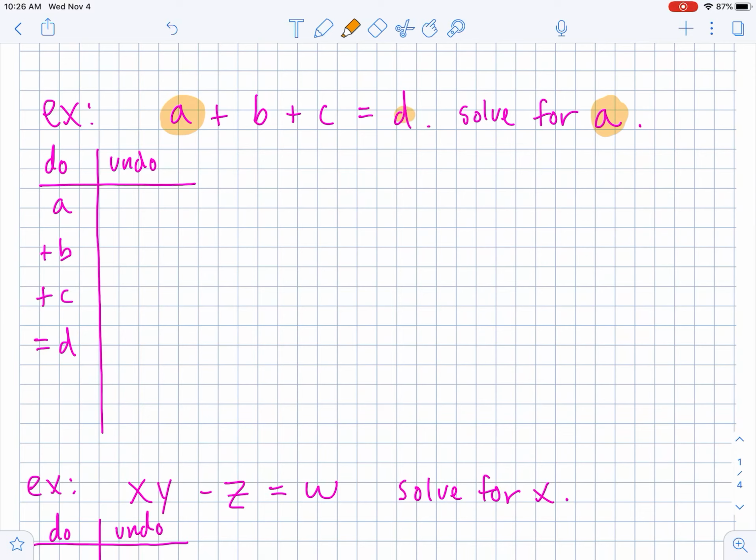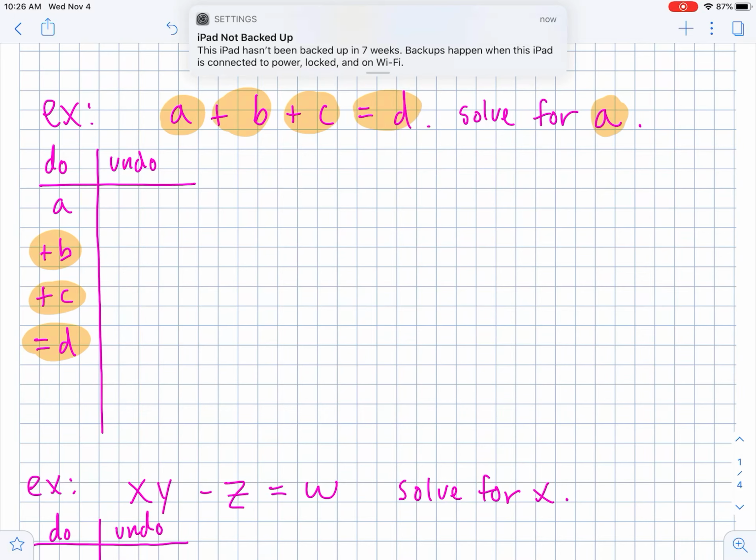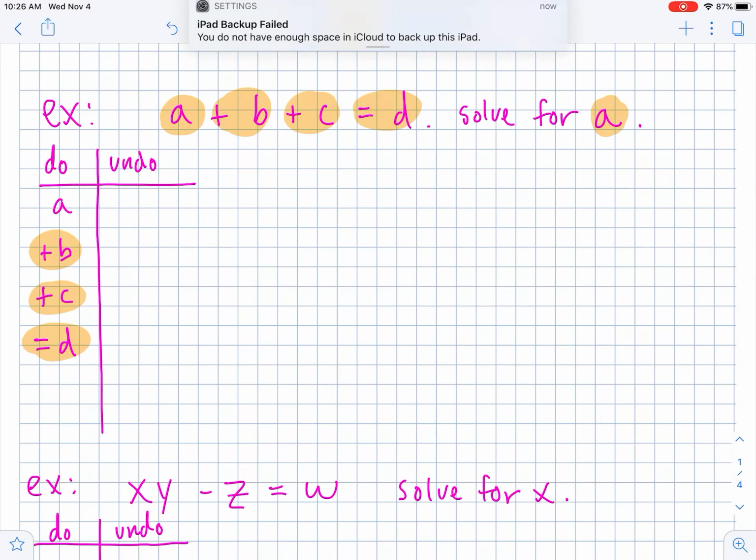In terms of the do, if you look at A, you can see what has been done to A to get D over here. First thing that happens to A is it gets a plus B, so put a plus B in your do table. Then it gets added by C, so you put a plus C in your do table. And then finally, the whole thing is equal to D, so you put an equal to D in your do table. Now, ignore my backups. We are going to undo all this.